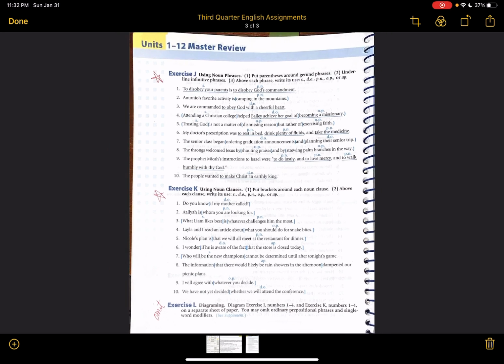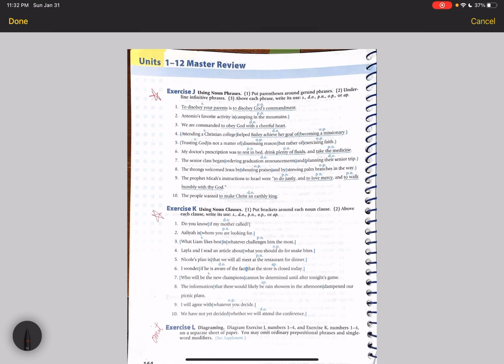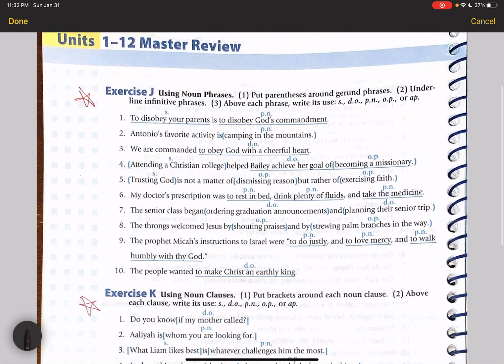Okay, another set of exercises that will be helpful are exercises J and K. And just a note, you may omit exercise L. You do not need to do that. Okay, so let's look at exercise J. Using noun phrases. 1. Put parentheses around gerund phrases. 2. Underline infinitive phrases. And 3. Above each phrase, write its use. Is it the subject, the direct object, the predicate nominative, an object of the preposition, or an appositive?